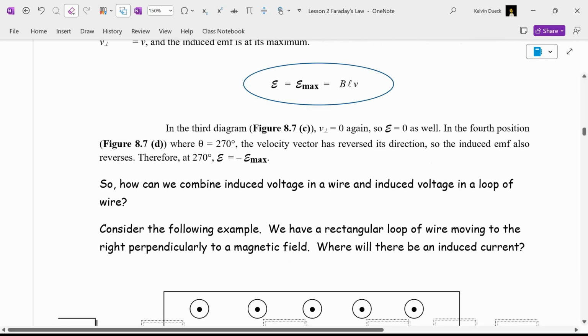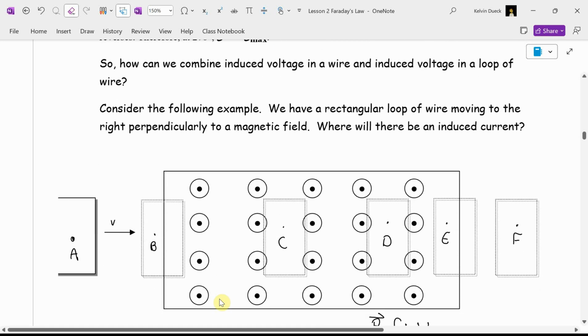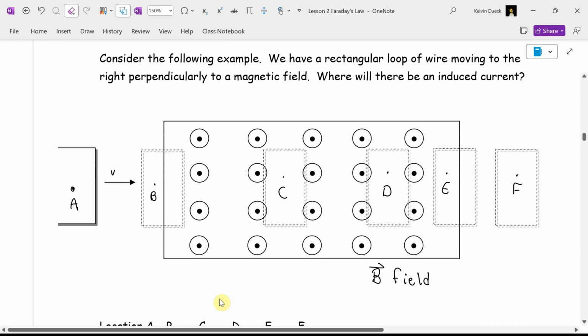Okay. Consider the following example. We have a rectangular loop of wire and it's moving to the right. By the way, part of my diagram got chopped off. There should be a line right there. Can you all draw that in, please? That's part of the loop of wire.